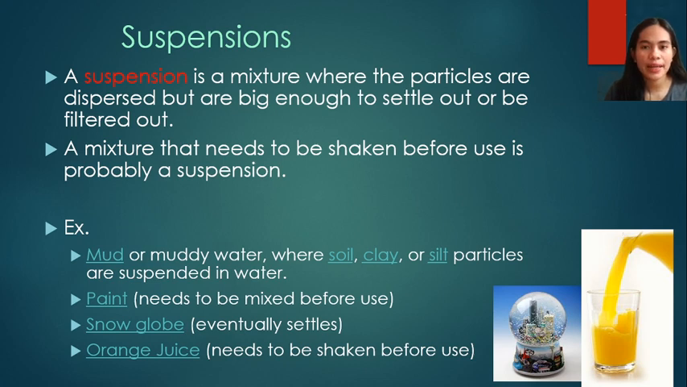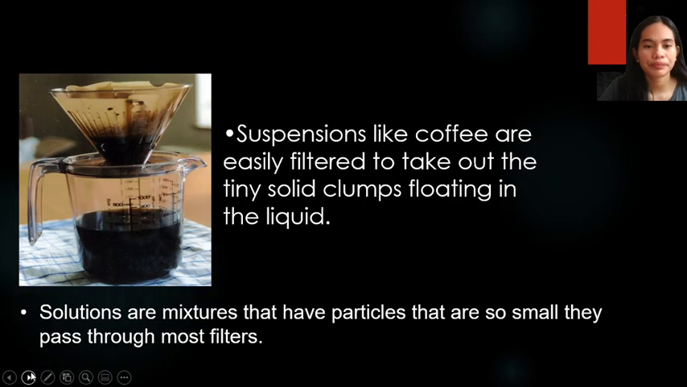We have here an example, the mud or muddy water. They are a combination of soil, clay, or silt. We also have paint, which needs to be mixed before use. We also have the snow globe, where the snow settles down. And then we also have orange juice. Especially the powdered kind, you need to shake it before consuming.